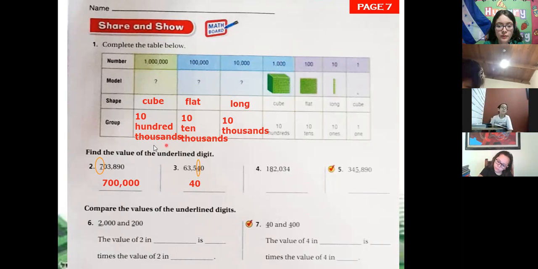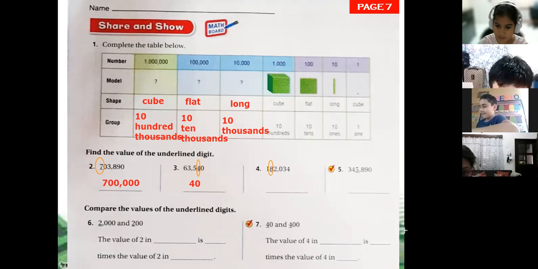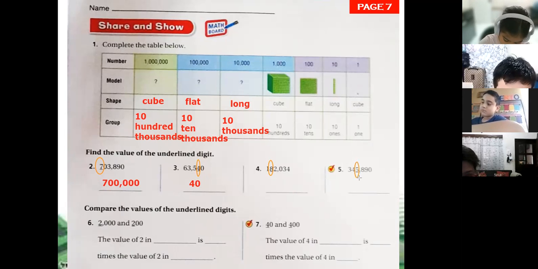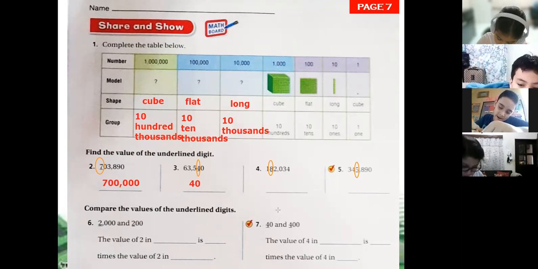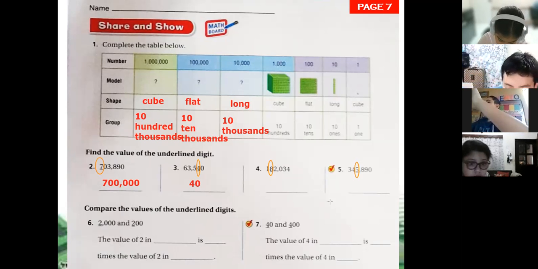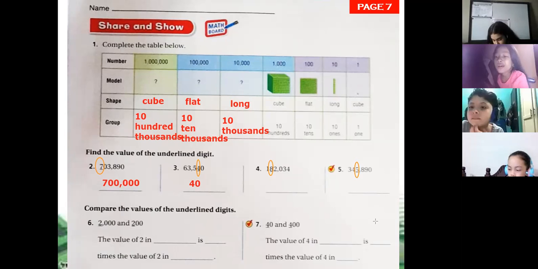The next one is number 8, according to where it's located. And the last one is number 5. But we're running out of time, class. So we're going to stop here. Tomorrow in math, we're going to complete what is missing on this page. Tomorrow, we're going to continue working here.